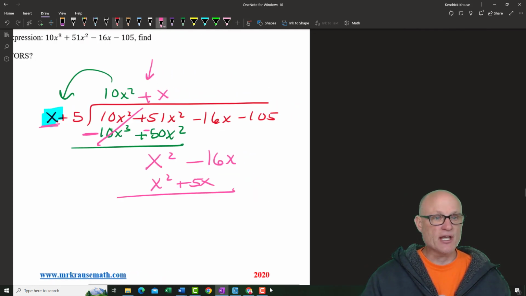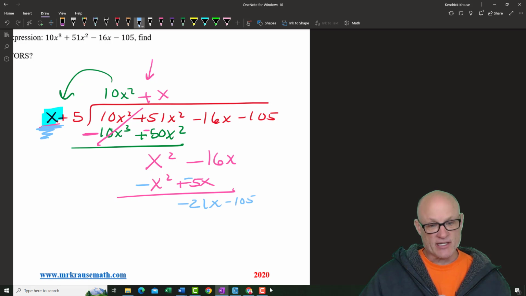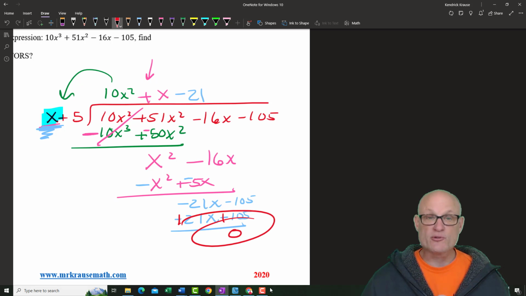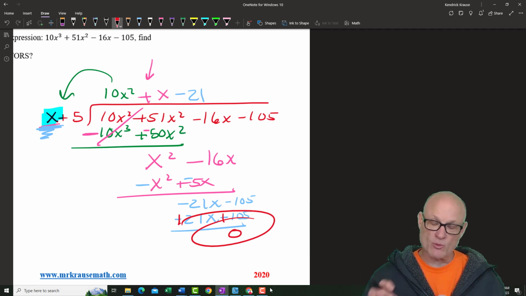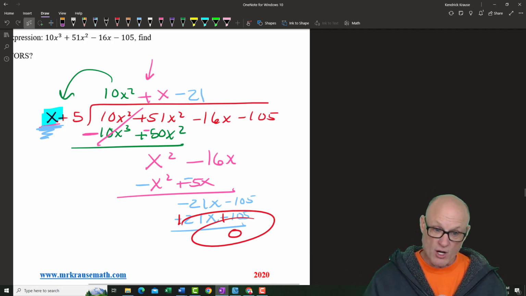Come in, change their signs, minus, minus. So that's negative 21x, bring down the minus 105. What do I have to multiply x by to get negative 21x? That would be negative 21. Multiply by both, I get negative 21x minus 105. Change their signs, plus, plus, and I end up with a remainder of 0. If you do not end up with a remainder of 0 on Wednesday or Thursday, you're wrong.